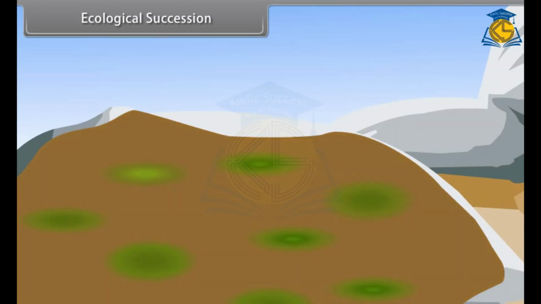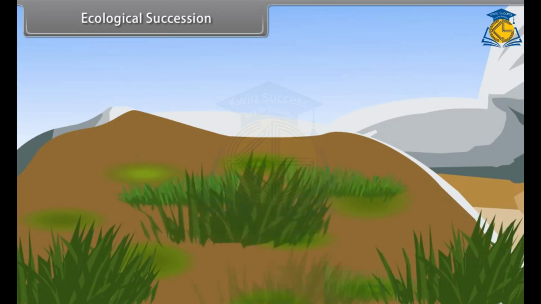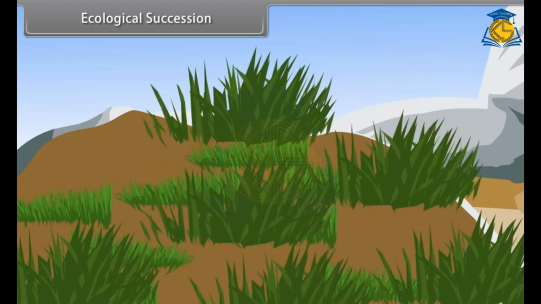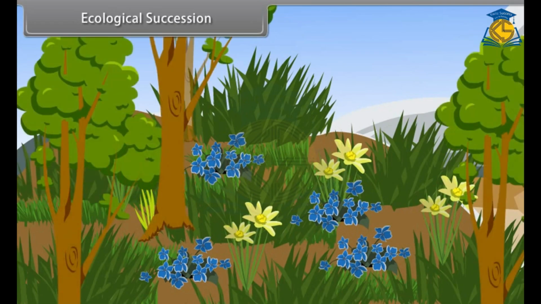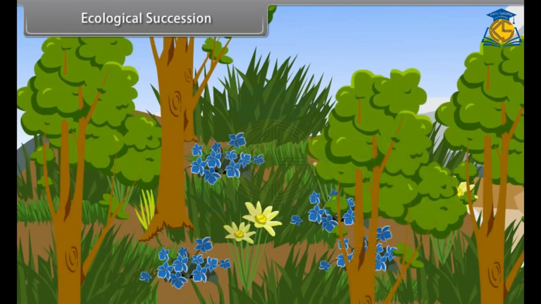3. As the soils develop, grasses and small herbaceous plants start to grow. 4. Deeper soils hold more water. 5. Eventually, trees establish, leading to the development of a climax community on mature soils.